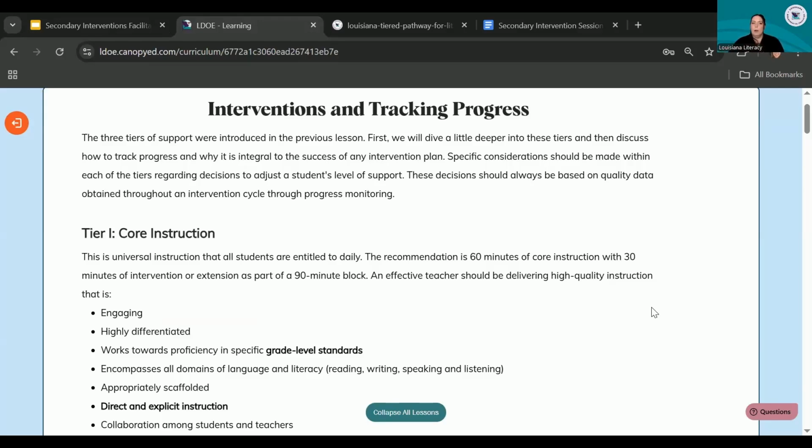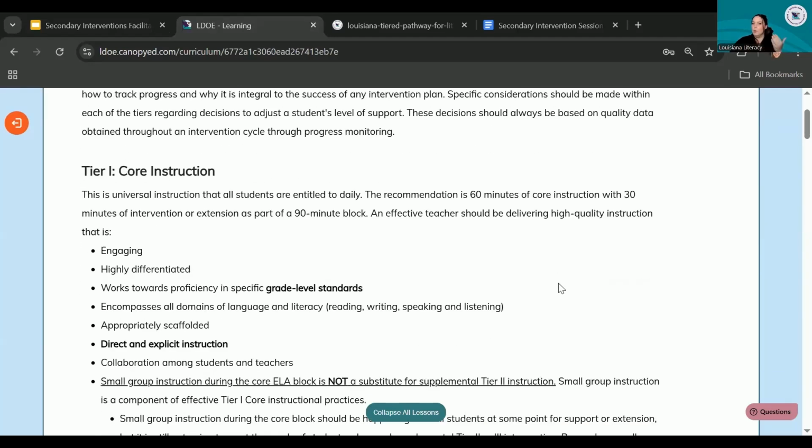And today we'll talk about some specifics and why progress monitoring is so integral to the success of a MTSS framework run at schools and for students to be able to work towards proficiency. Because you need to be able to get that quality data throughout the process, no matter what tier they're in, to make decisions for instruction.